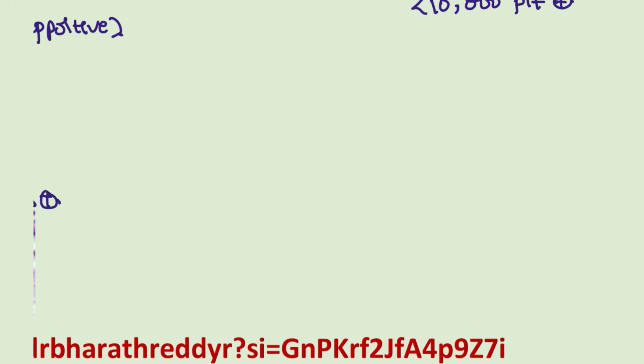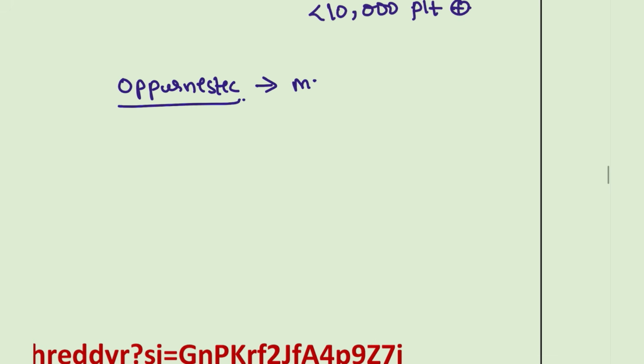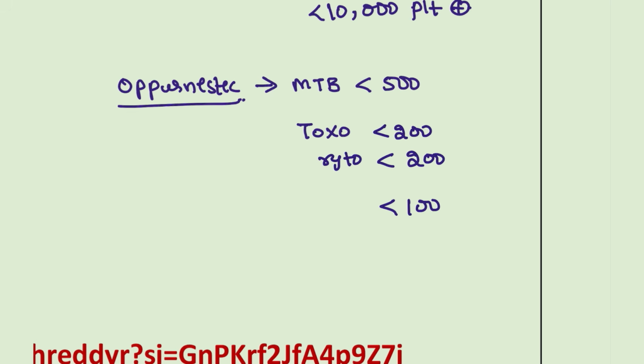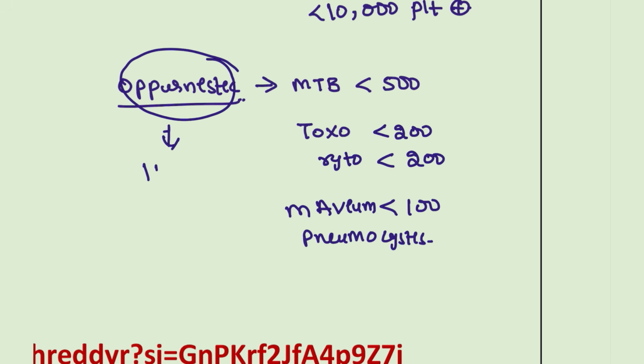Next, opportunistic infections. In opportunistic infections, most commonly this will be seen with MTB, at a CD4 count less than 500, and toxoplasma or cryptosporidium, at less than 200, and less than 100, which will be Mycobacterium avium and severe pneumocystis, which will be the presentation of opportunistic infection in HIV patients, and also CMV.